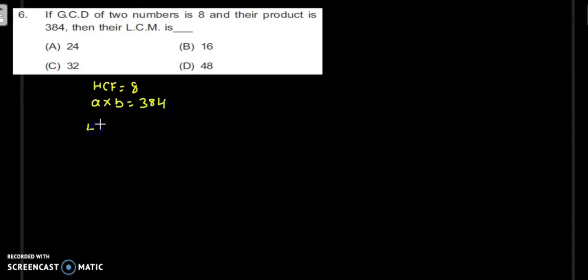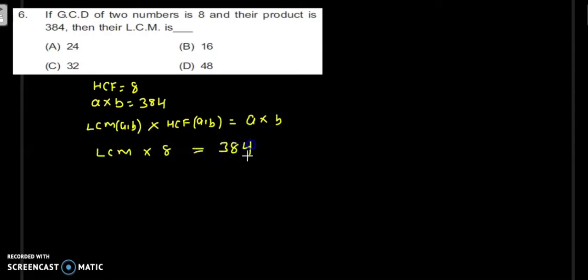So the simple formula: LCM of A comma B into HCF of A comma B is equal to A into B. So we'll put the value: LCM, which we have to find, into HCF, given 8, equals 384. So LCM is equal to 384 by 8. You can simplify: 8 4s are 32, then 6 will remain, 8 8s are 64. So the answer will be coming 48, option D.